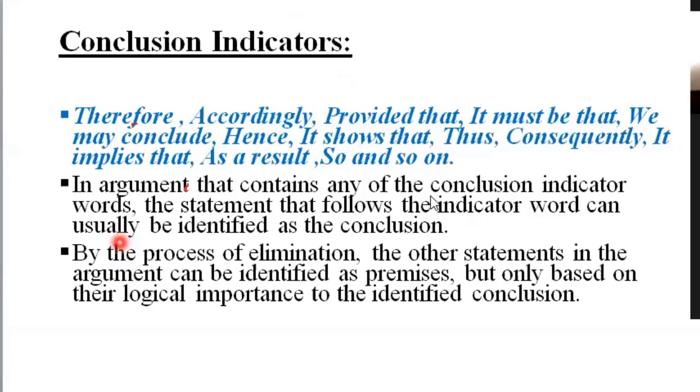An argument that contains any of the conclusion indicator words listed above, the terms that follow the indicator words can usually be identified as the conclusion. By the process of elimination, if we are able to identify the conclusion by looking at the indicator words, the remaining parts of the argument are premises. Because we have a single conclusion, but we may have one or more premises. So if we are able to identify the conclusion, by elimination the remaining components of the argument are premises.